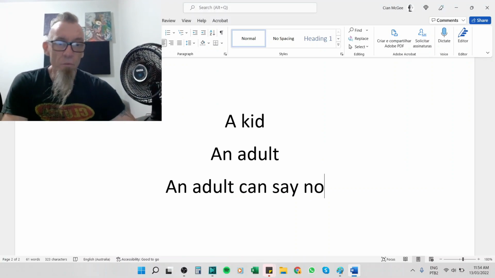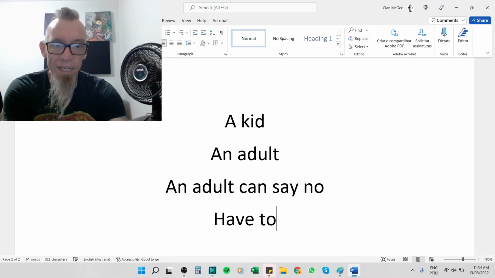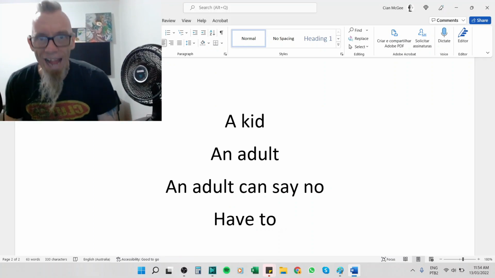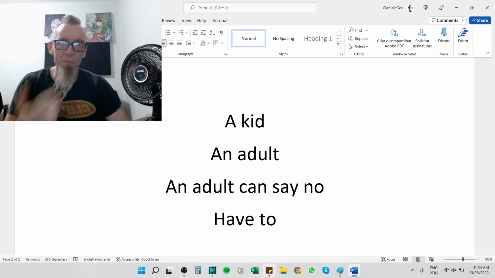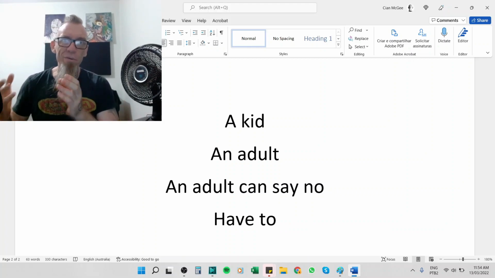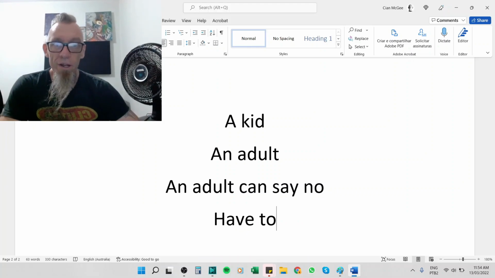Okay, so what does "have to" mean in that context then? When we say a child has to play piano, has to do this, well, every skill you have today as an adult was a skill you learned as a child. Now you want to learn English. It's fucking hard as an adult, right?